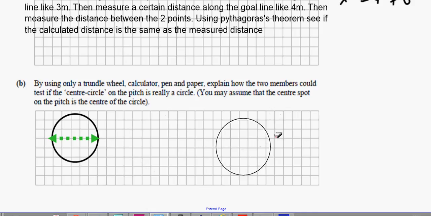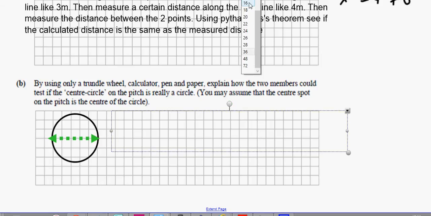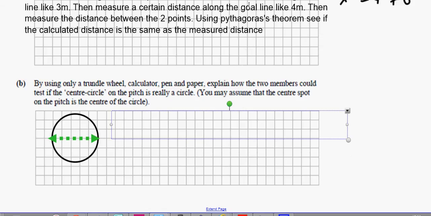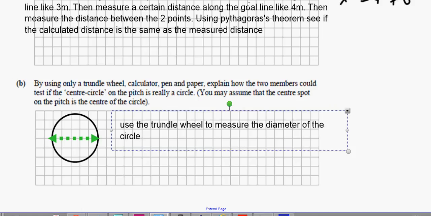Okay, so we'll express that in writing. Okay, so let's begin with that. Use the trundle wheel to measure the diameter of the circle, or you could just start at the middle and measure it outwards. Okay, so we can say radius of the circle, because you can just measure out from the penalty spot. Okay, once that part's done, use the circumference. So you can also use the circumference formula.